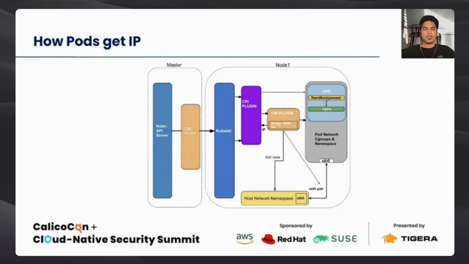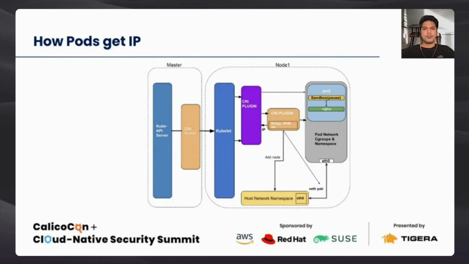Kubelet will call a CRI plugin, container runtime interface. This plugin is the containerd, as we discussed in one of the previous slides. Now, this CRI plugin will use containerd and will create a pod network. By pod network, I mean only the network namespace and cgroups. Next, CRI plugin will trigger CNI to establish a network between the pod network and the host network.